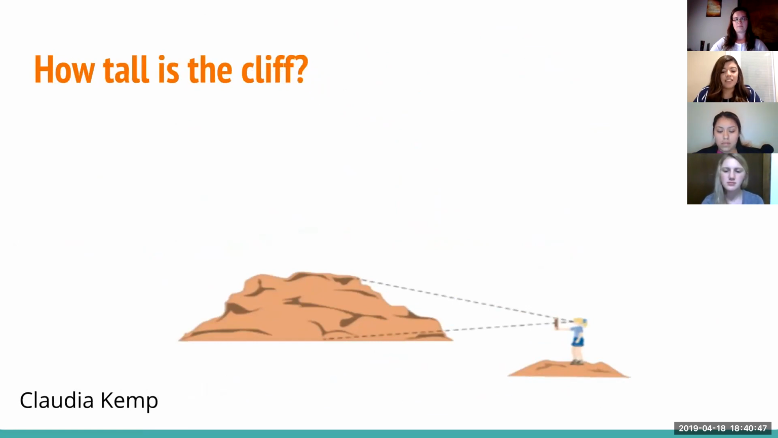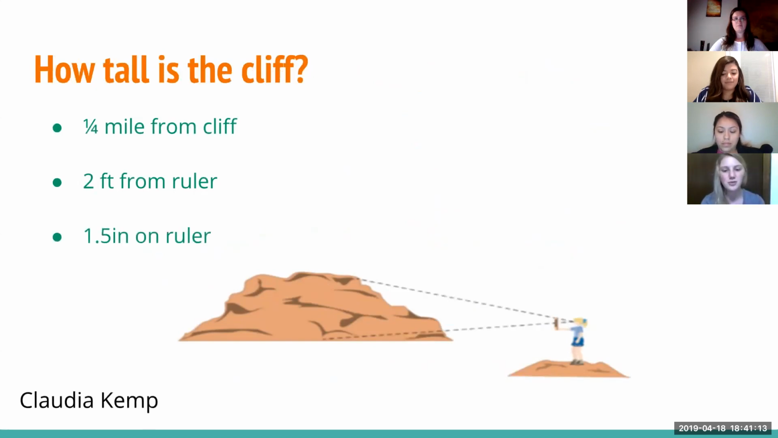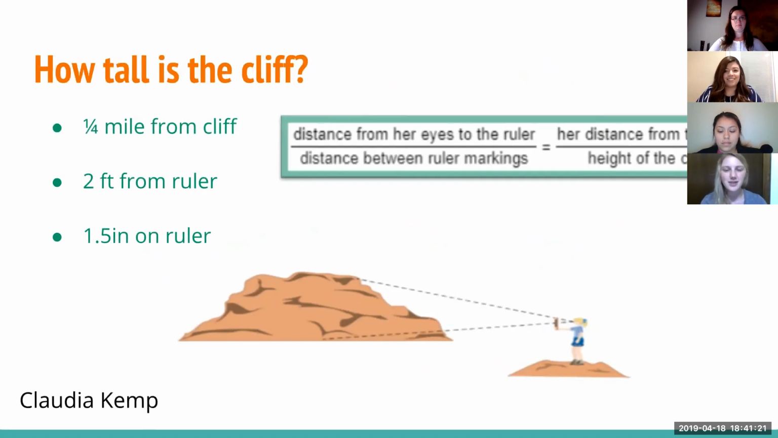Hey, Claudia, in that picture of the girl at the cliff, she is holding a ruler. Is there a way to determine how tall the cliff is from that far away? That's a great question, Jasmine, and there actually is. First, we need to pull information from the original problem. We are told that the girl is standing about 1/4 of a mile away from the cliff and that the ruler is 2 feet away from her face. When looking at it, the cliff fits within a 1.5-inch span on the ruler. We will use these numbers and this relationship here to determine the height. So we have this equation here.